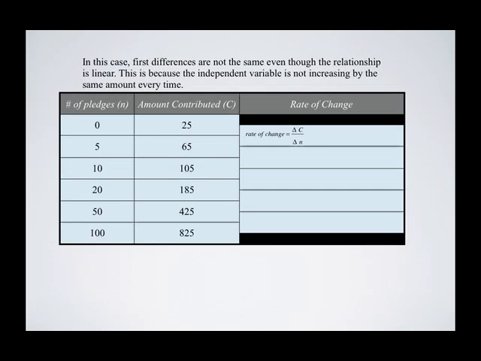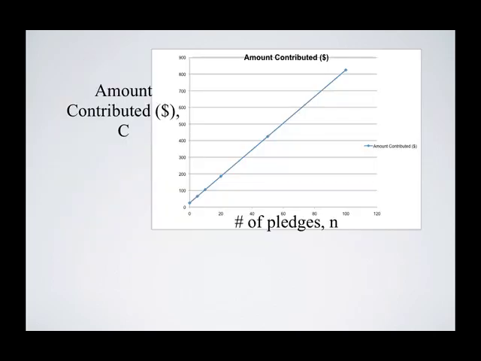So the change in the amount contributed goes from 65 to 25, and the change in the amount of pledges goes from 5 to 0. So we take 65 and subtract 25, and 5 and subtract 0, to get 40 over 5, which we reduce to 8.